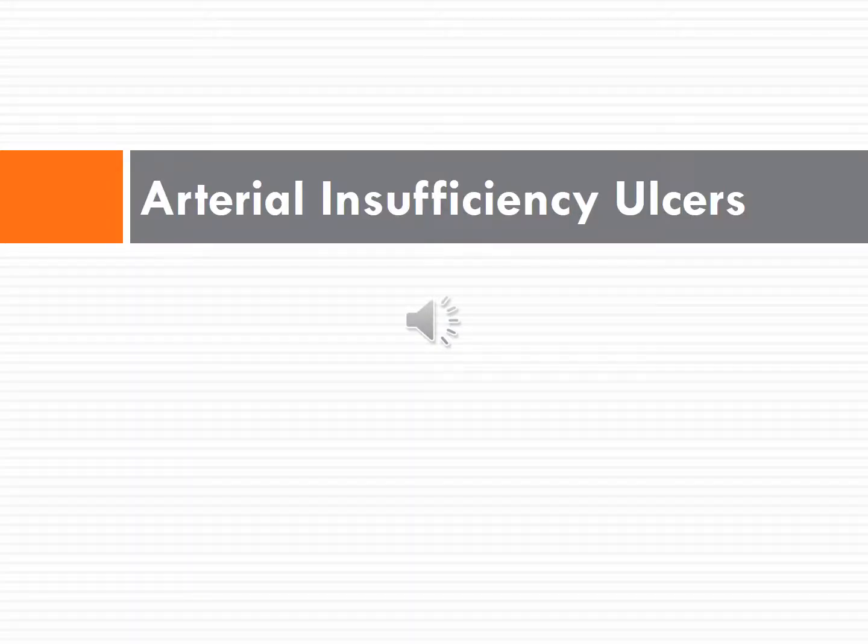Now we're going to talk about arterial insufficiency ulcers. The following 4 slides all depict examples of arterial insufficiency ulcers. Note characteristics between all pictures that characterize arterial insufficiency.